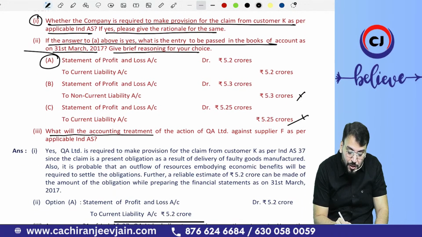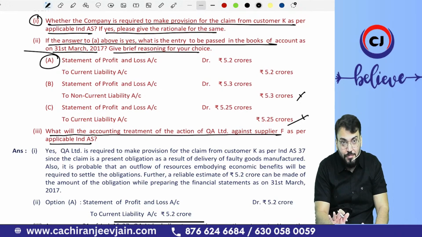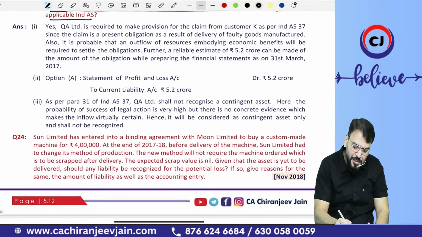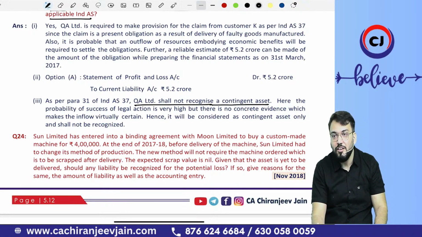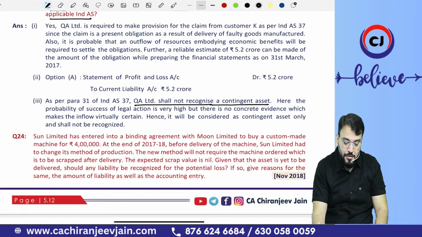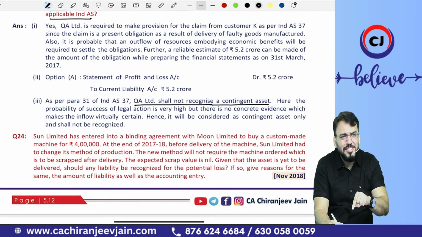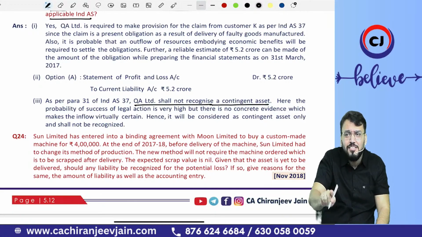What will be the accounting treatment of the action of QA against supplier F as per the applicable standard? Since there is no virtual certainty for the reimbursement amount, they have written that QA Limited shall not recognize a contingent asset. This sentence is not correct. Shall not recognize contingent asset, or shall not recognize an asset.